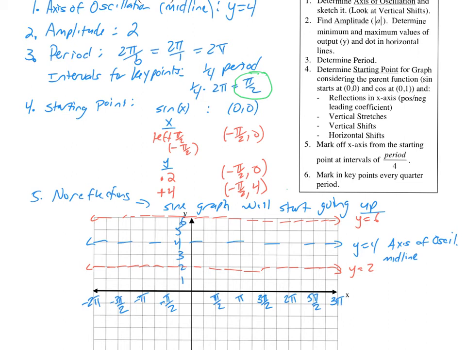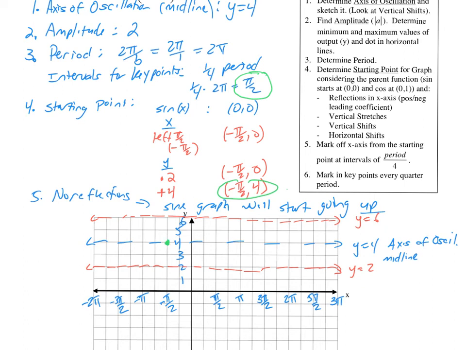And I didn't mention before, but by drawing in the minimum y equals 2, the maximum at y equals 6, and the midline at y equals 4, our sine function will be bouncing around inside this envelope. And all the points that I'm going to plot will be on one of these 3 lines, the midline, the maximum, or the minimum. Okay, so now we're ready to start plotting points. So we know our starting point is negative pi over 2, 4. So I'm going to plot that, negative pi over 2, 4.